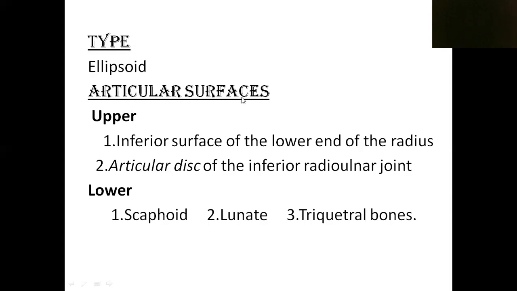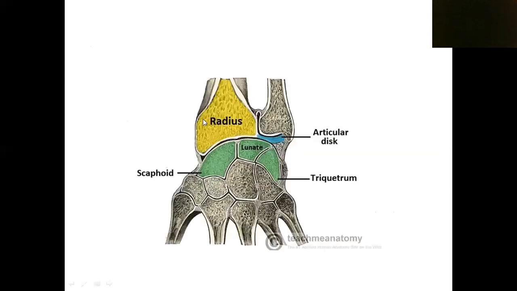Now, what are the articular surfaces? See here, the upper articular surface is formed by the inferior surface of the lower end of the radius and the articular disc of the inferior radioulnar joint. We'll see. This is the lower end of the radius. This is the lower end of the ulna. This area is the inferior surface of the lower end of the radius, no doubt.